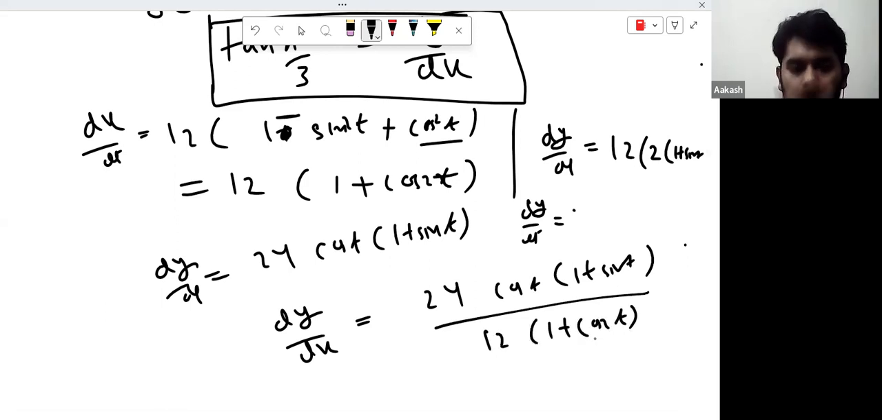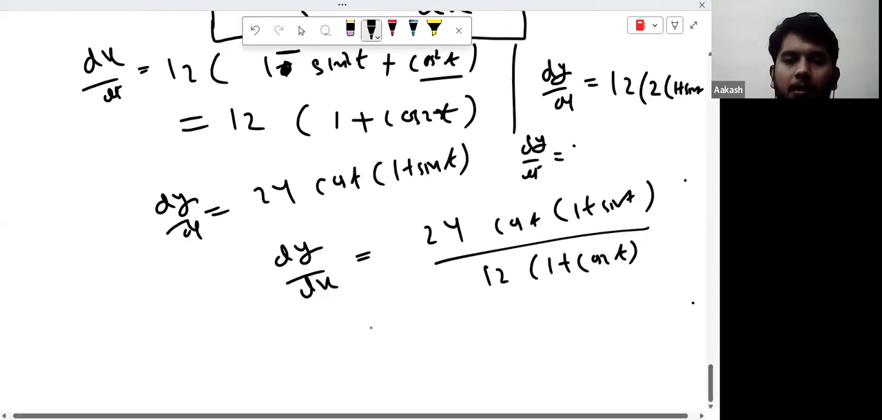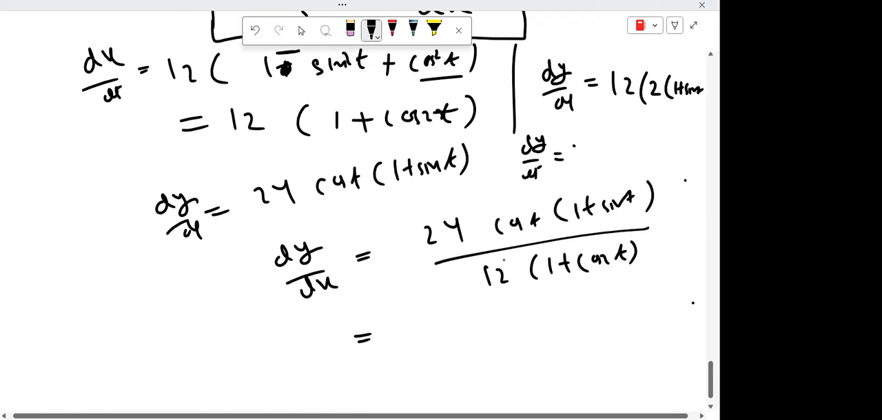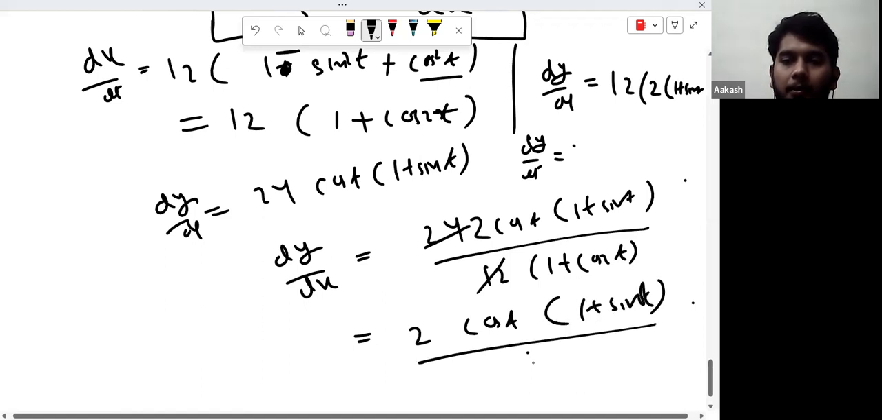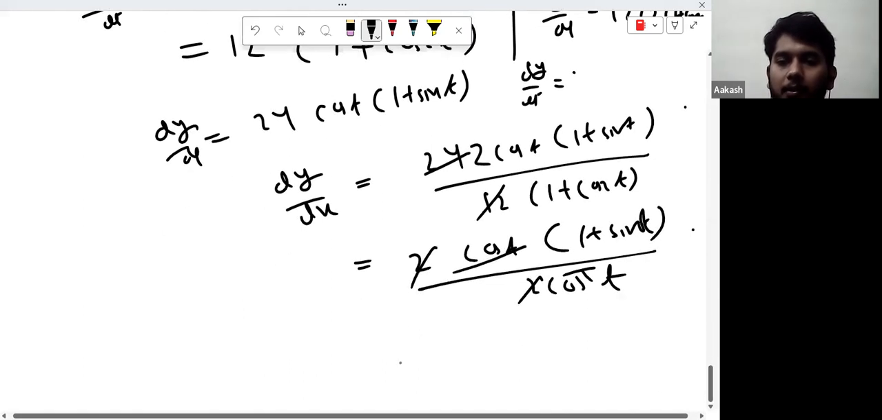Now what is 1 plus cos 2t? Half angle formula: 1 plus cos 2 theta is 2 cos square theta. Yes, 2 cos square t. Right. This 12 and this 2 are cancelled out. 2 cos t (1 plus sin t), and in the denominator we have 2 cos square t. This 2 and 2 cancel, cos t and cos t cancel. Okay, we can write this as sec t plus tan t.